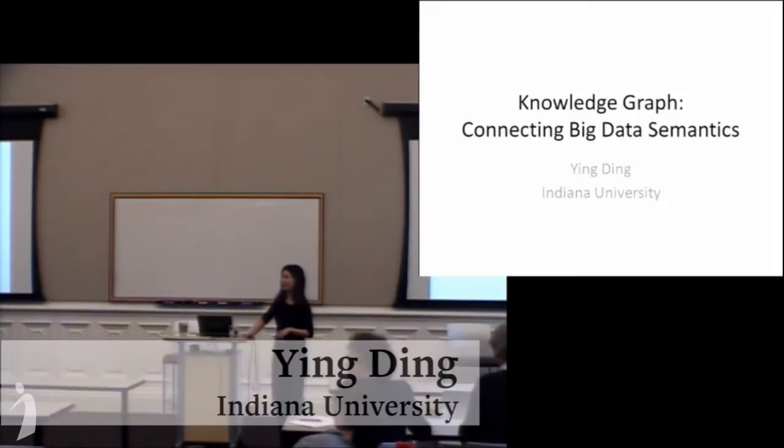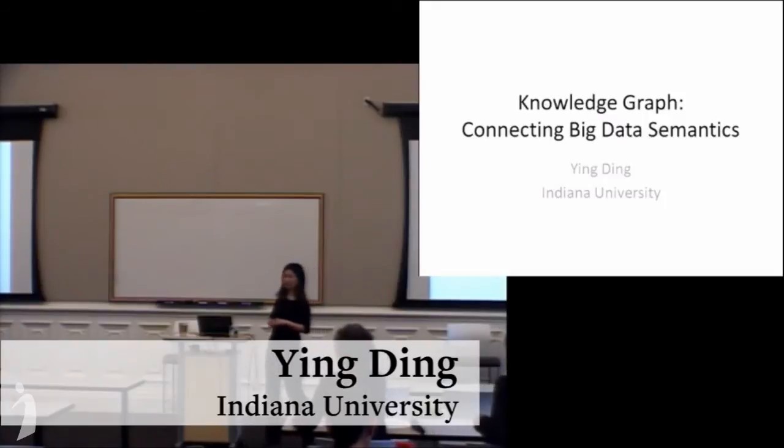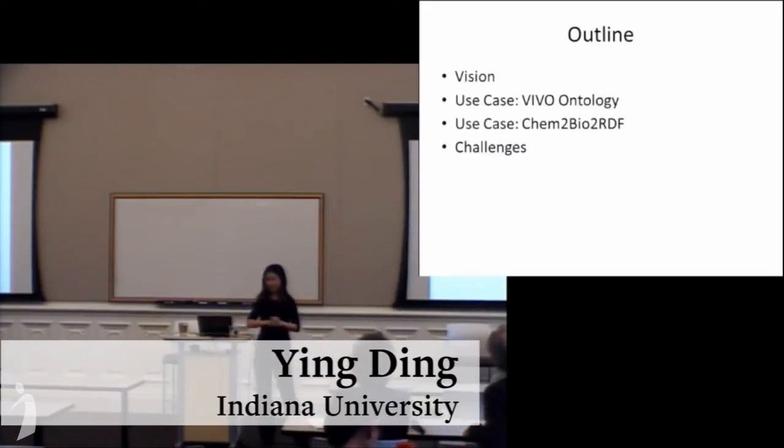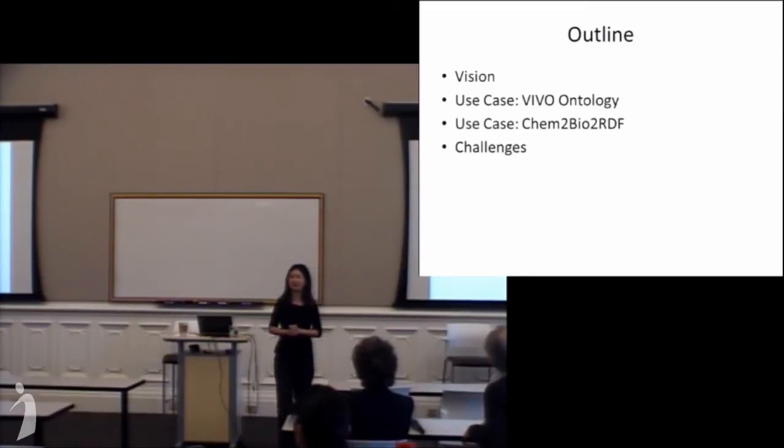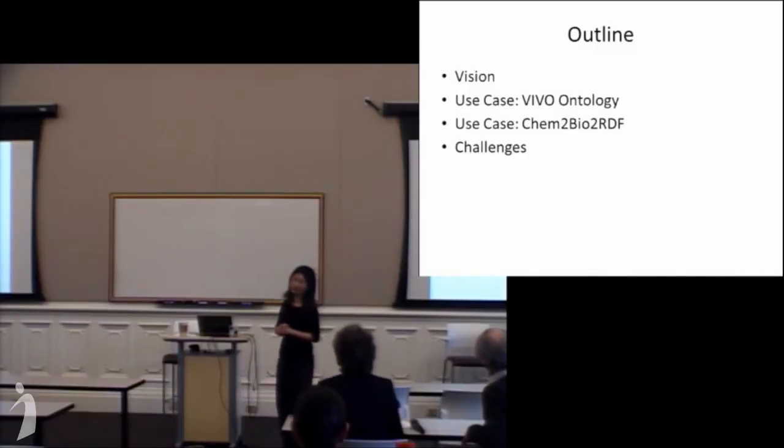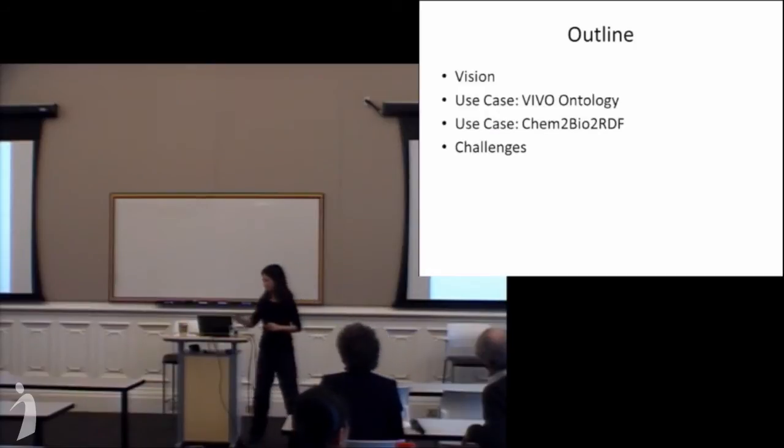So today I'm going to talk about knowledge graph connecting big data semantics. I will start by talking about my vision, especially from the semantic perspective, of how changes will happen in the future in search. Then I will use 2 use cases to explain this vision, and I will end my talk by highlighting some potential challenges.